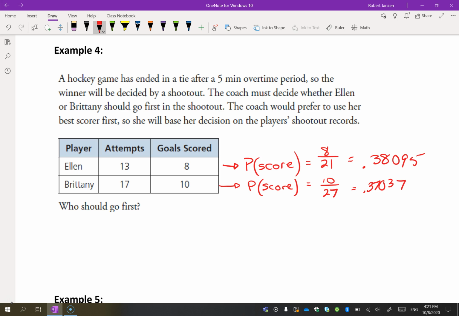So, who should go first? Who's got a better chance of scoring? The coach would prefer to use the best scorer first. Who's got the more likely chance of scoring, the better probability of scoring? It should be Ellen, because that's the better chance of scoring.